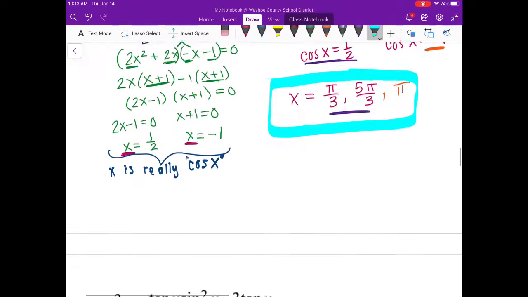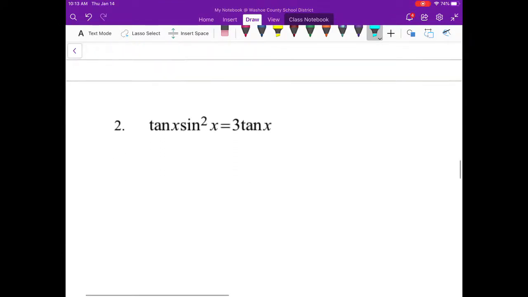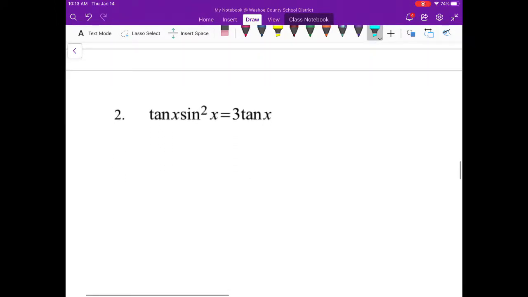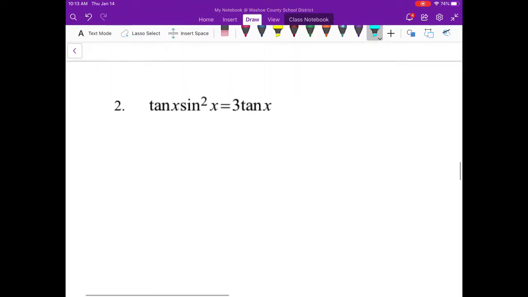All right, let's go on to the next one here. So we have tangent of x, sine squared of x equals 3 tangent of x. And what I'm going to do here is I'm going to get everything to one side. We want to set this equal to 0. So I'm going to subtract tangent of x from both sides.